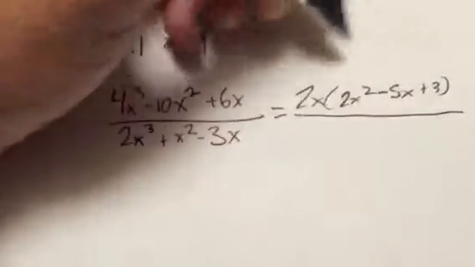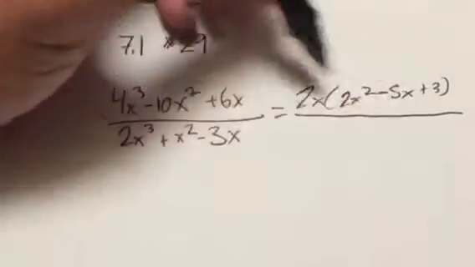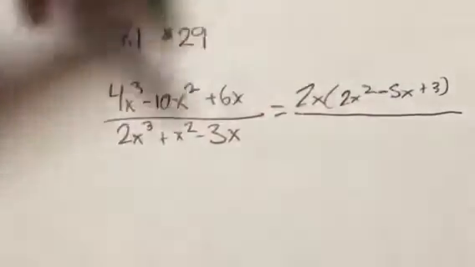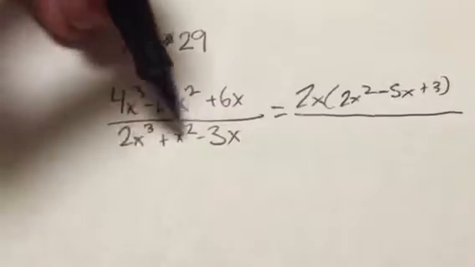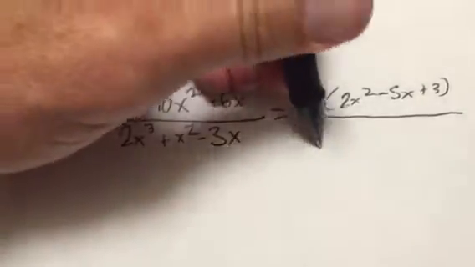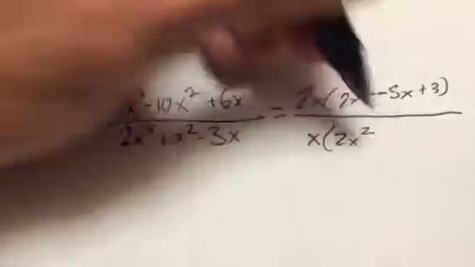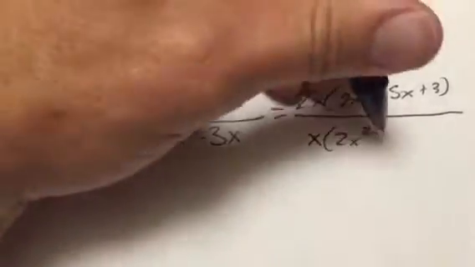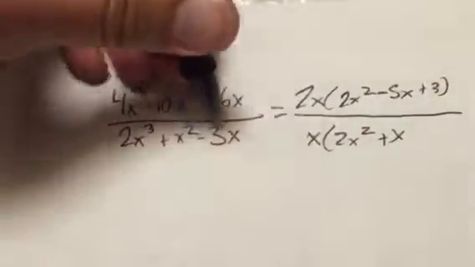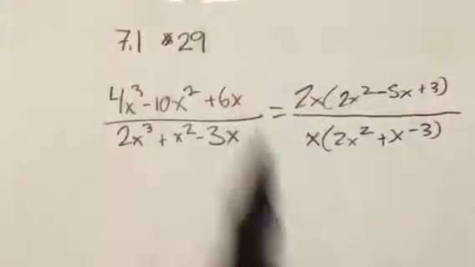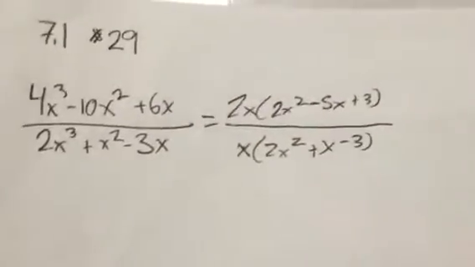And notice what I can do now is factor what's left over. Like I have this 2x, and then I can factor this. Similar thinking down here, these all have an x in common, so I'm going to factor out an x. If I factor out an x, what's left here is a 2x squared plus x, and then minus 3. And so let me keep going from here.